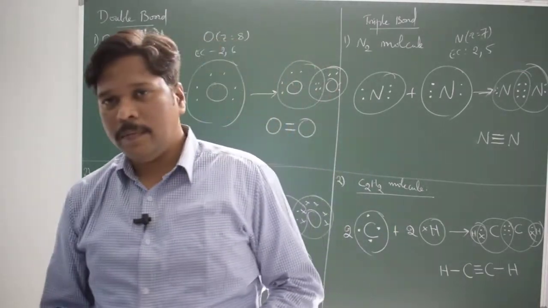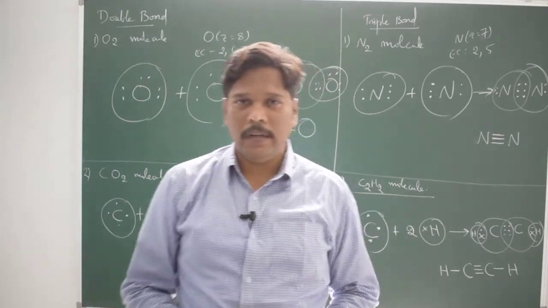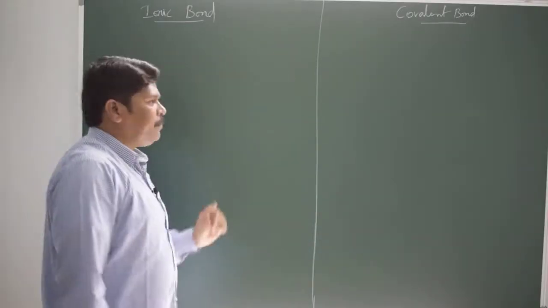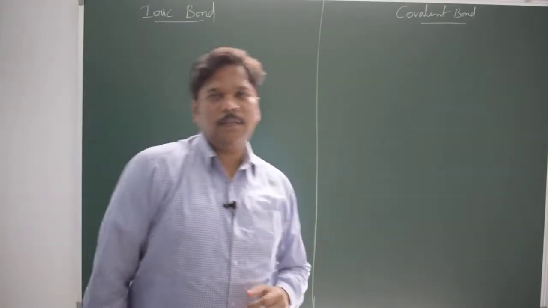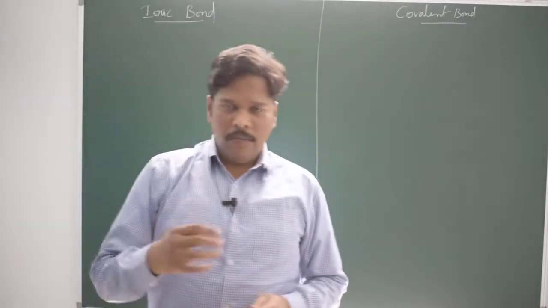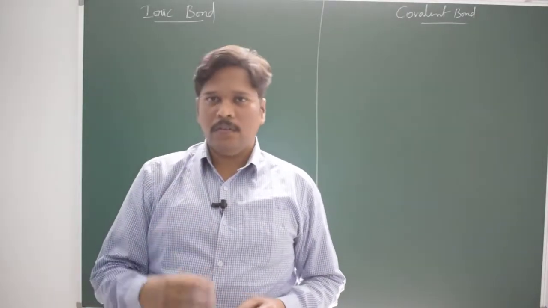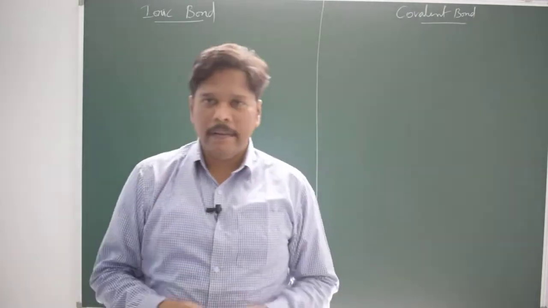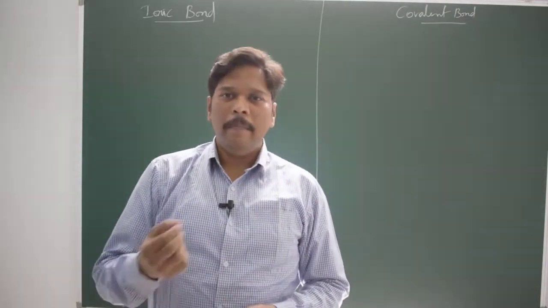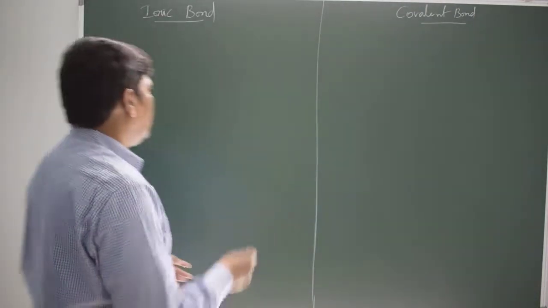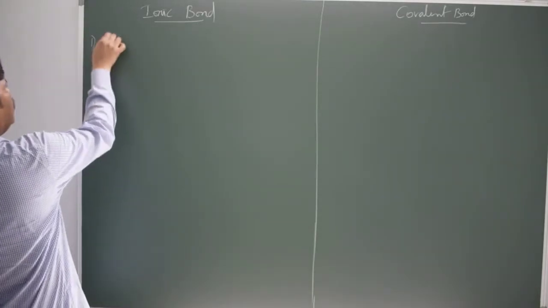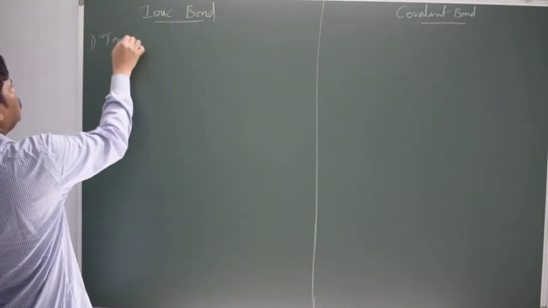We will learn about the differences between an ionic bond and a covalent bond. The ionic bond you have learned in the metals and non-metals lesson. It is formed by the transfer of electrons. So positive ions and negative ions are formed, generally between metals and non-metals. So I'll write the first point: it is formed by transfer of electrons.